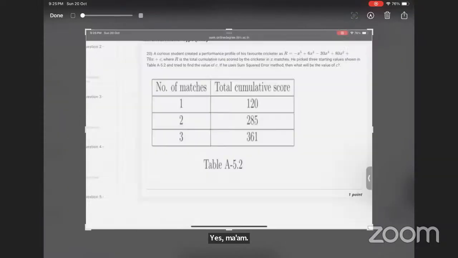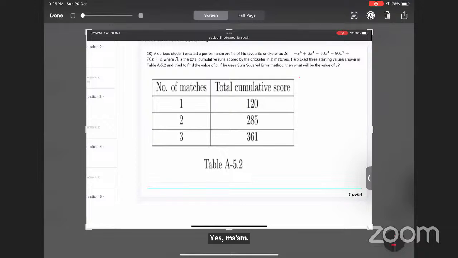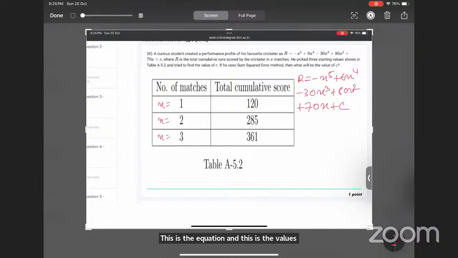So this is the equation, right? R equals minus x power 5 plus 6x power 4 minus 30x cube plus 80x square plus 70x plus c, right? This is the equation. And these are the values of x, number of matches. That means these are the values of x. So these are the y. These values of y are based on actual data, right? So we can calculate the values according to the equation, right?